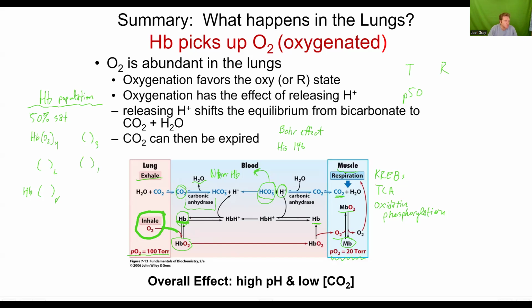So oxygenation has an effect on releasing a proton. Releasing a proton is going to shift the equilibrium from bicarbonate to CO2 and H2O. And once we get back here, that's when our CO2 can actually be released and expired from our body.